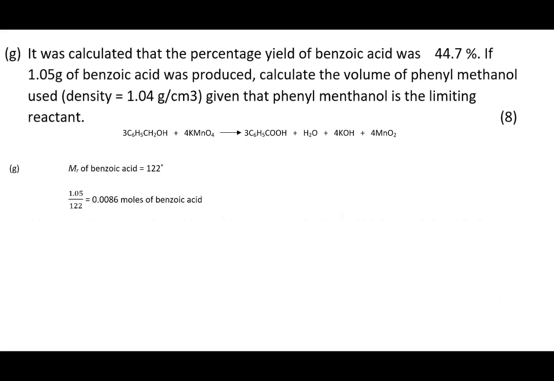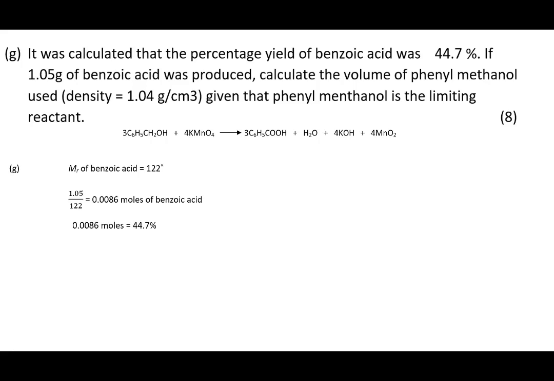So first of all, you need to get the moles of benzoic acid. The relative molecular mass of benzoic acid is 122, and if you get the wrong relative molecular mass, it's only counted as a slip if you show your workings, if you show you're adding up the atoms found in the molecule of benzoic acid. Otherwise, you lose the marks for that part. Okay, so you get 0.0086 moles of benzoic acid.